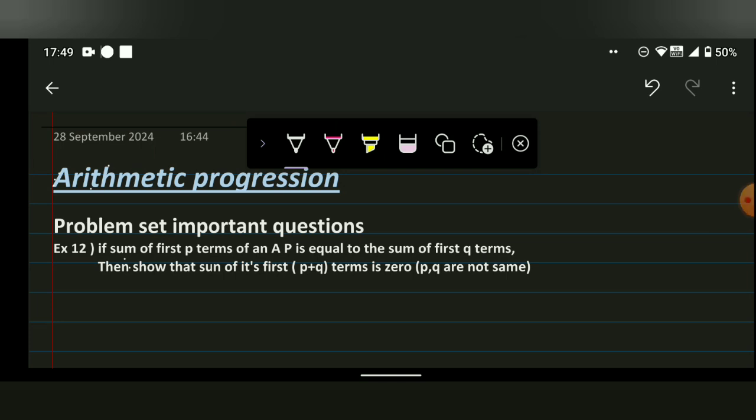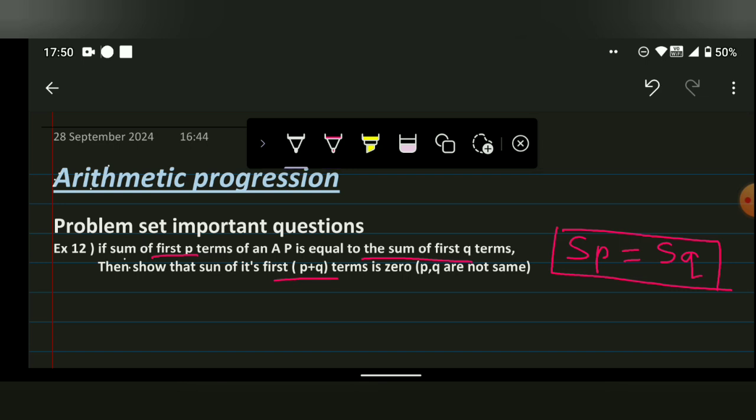Hello everybody. Today we are going to study two important examples from the problem set of the chapter Arithmetic Progression for class 10. The example is like this: the sum of the first p terms of an arithmetic progression is equal to the sum of the first q terms. That means we are given a condition that the sum of the first p terms, denoted by Sp, is exactly equal to the sum of the first q terms. With the help of this we have to show that the sum of the first p plus q terms is 0.